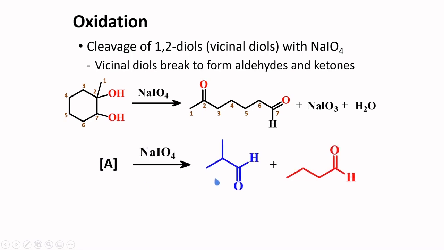Can you identify compound A based on the structures of the products of this reaction? The structure of A is this one. Here you just need to consider that these two carbonyl groups are connected in the starting material. Previously, there is a hydroxy group here and a hydroxy group here, such as this compound. Treatment with sodium periodate readily cleaves this bond to give these compounds.